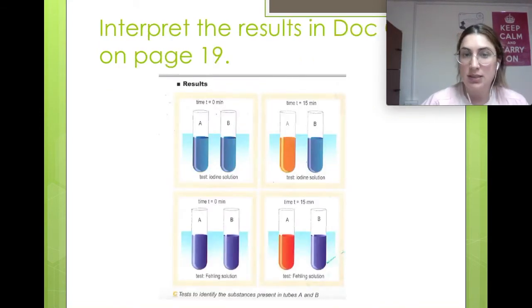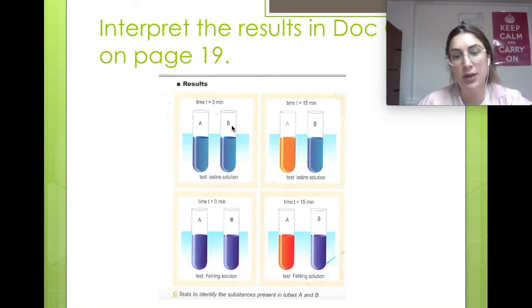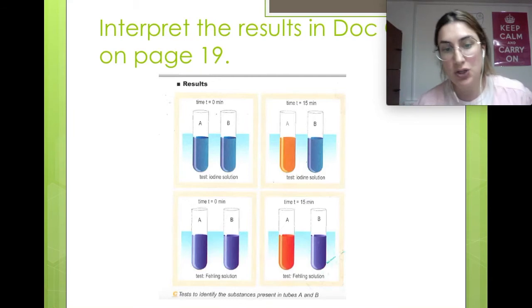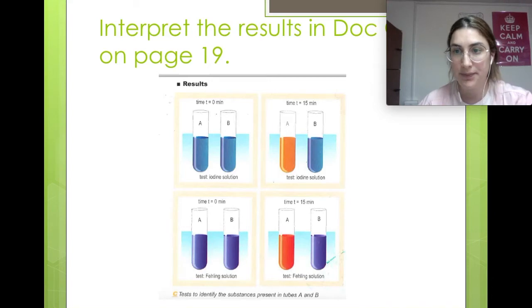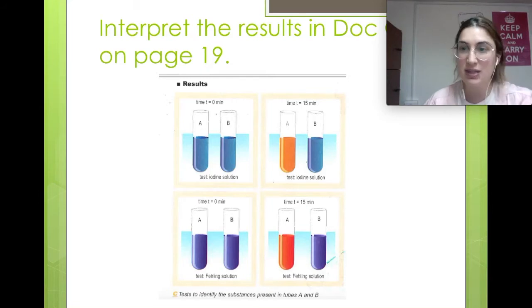The second part says, interpret the results in document C on page 19. Let's look at the results together. We can see that we have two tests that were performed. The first test is the identification test, which is the iodine test, and the second one is the Fehling test. Now, if you noticed, this is a bit tricky. Why is it tricky? Because the colors are the same for both of the tests. But now you need to take this further. What do I mean by taking it further to the next step? Let's start with the first test, which is the iodine test.